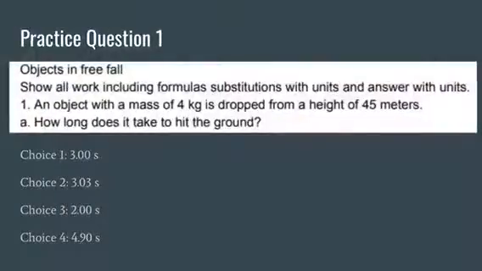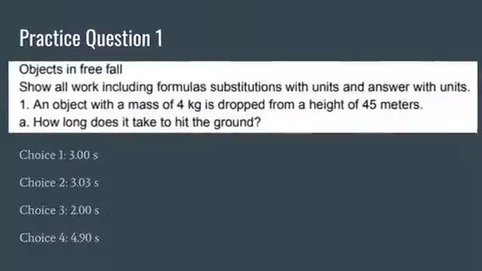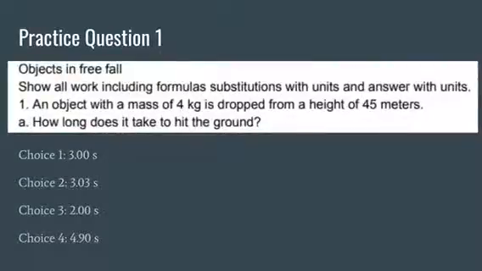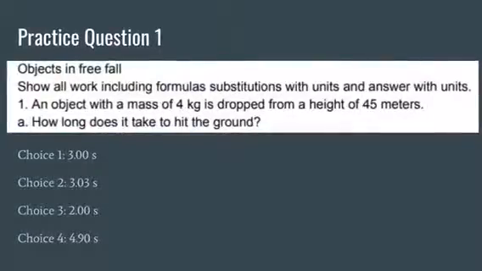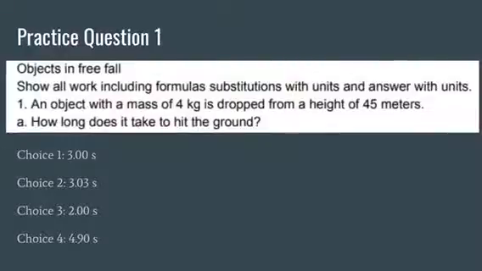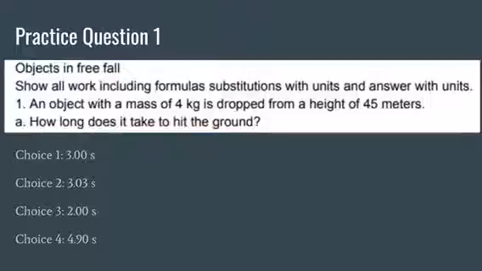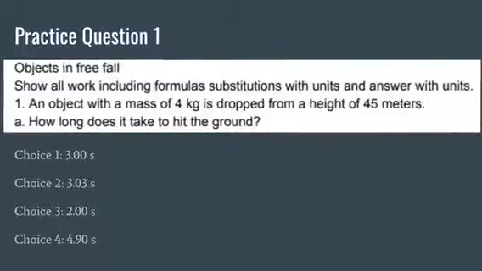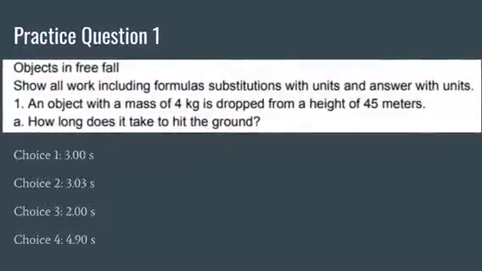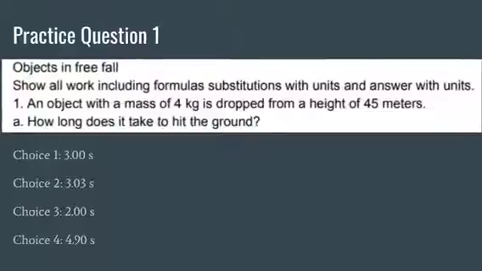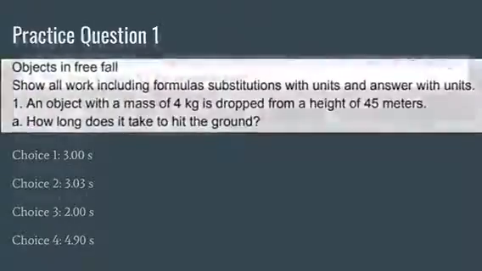Practice question 1. An object with a mass of 4 kilograms is dropped from a height of 45 meters. How long does it take to hit the ground? Choice 1, 3 seconds. Choice 2, 3.03 seconds. Choice 3, 2 seconds. And choice 4, 4.9 seconds.